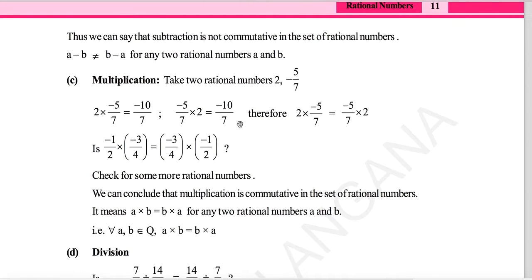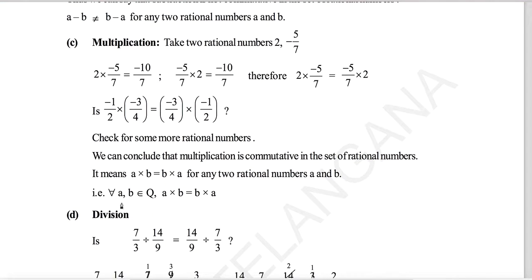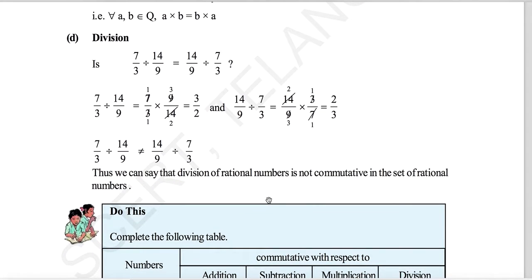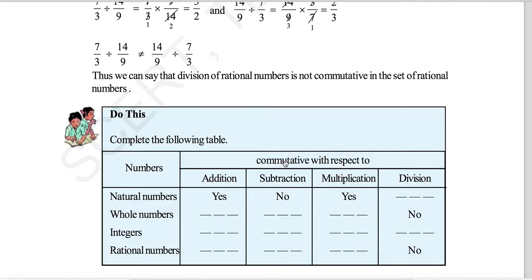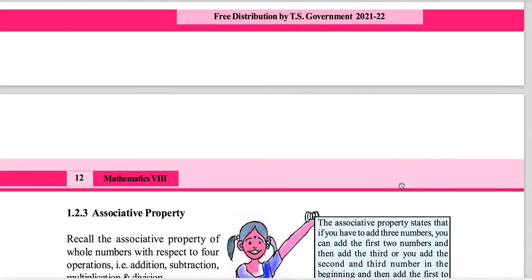Multiplication, you can clearly prove that for all a, b belongs to Q, a into b equal to b into a, so multiplication is commutative. But division is not commutative in the set of rational numbers. a by b is not equal to b by a. So you can complete this table from our discussion, right?